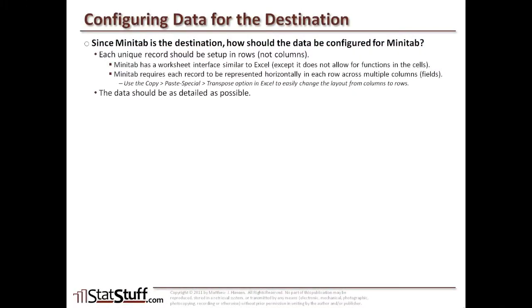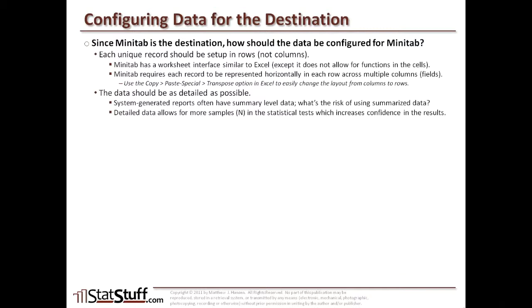Next, the data should be as detailed as possible. That is, if we're using system-generated reports, often those reports have summary level type of data. And what's the risk if we're using summarized type of data? Well, the detailed data allows for us to have more samples in our statistical tests. By having more samples, that increases our confidence in the results in order to do the analysis that we're wanting to do.